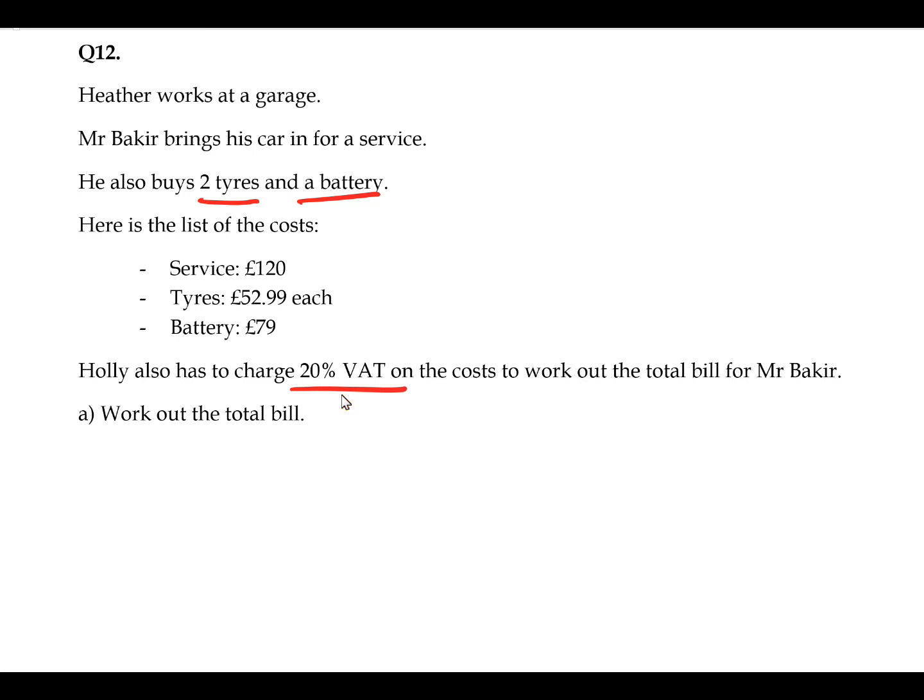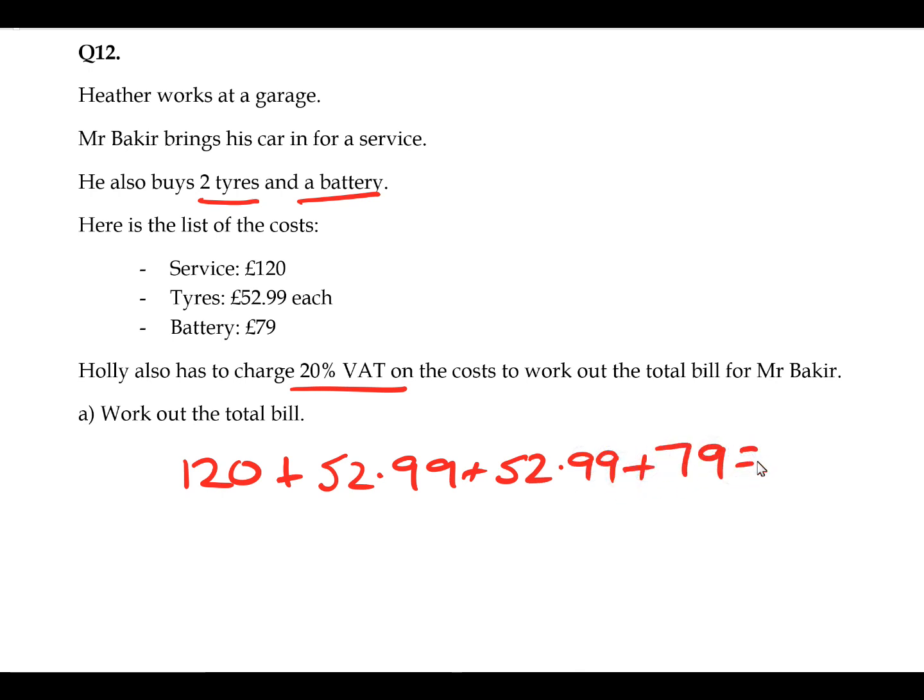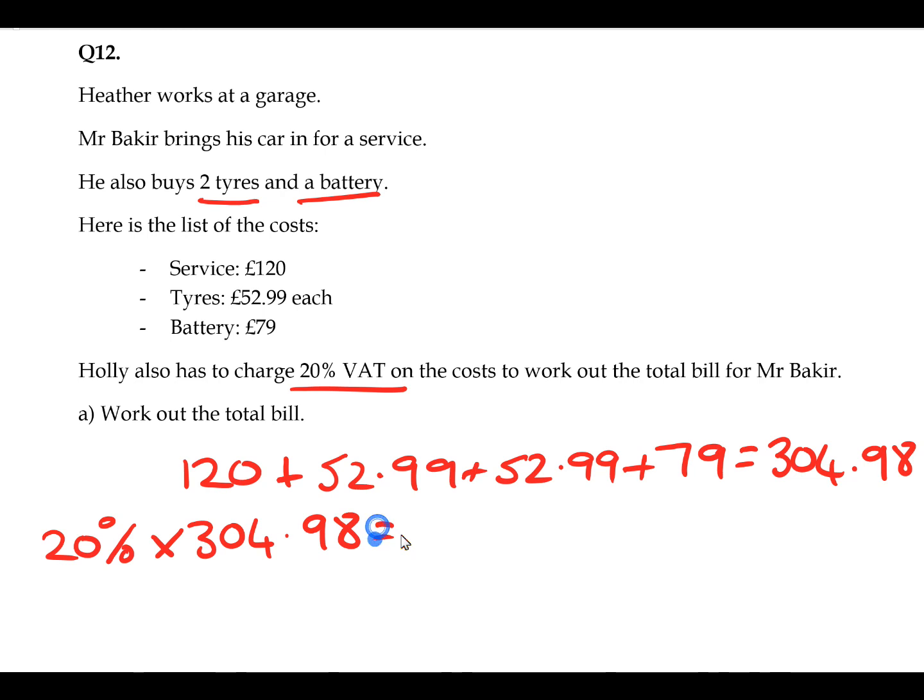So let's add up everything Mr. Bakir has purchased. So it's £120 for the service. There are 2 tyres at £52.99 and a battery at £79. So his total cost is £304.98. Holly has to add 20% VAT. So it's 20% of the total amount that she needs to work out. So put this in your calculator and I'll show you how.